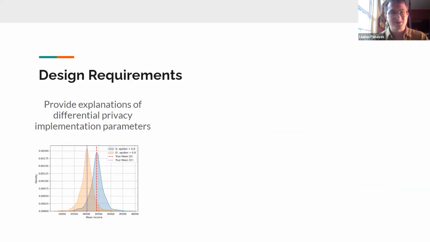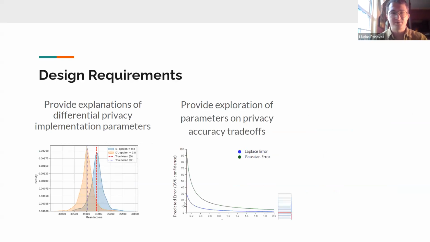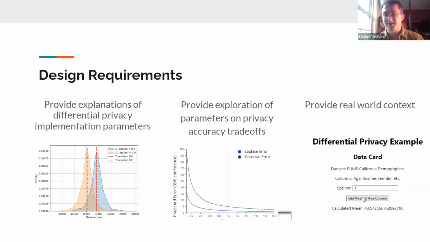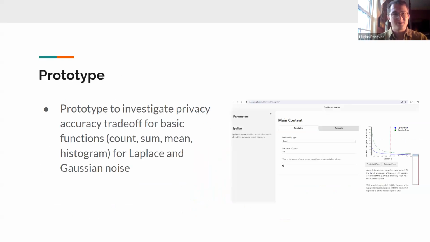Okay, so the three design requirements: you need to provide some kind of explanation of the parameters because not everyone is familiar with them, give an exploration of privacy-accuracy trade-offs with different inputs, and then provide some kind of real world context so people can ground these simulations in real data release. And we made a prototype, it's very bare bones, but it was just to investigate some of these concepts and try to put the design requirements in practice. It allows you to test different basic functions like count, sum, mean on two different noise types, Laplace and Gaussian.